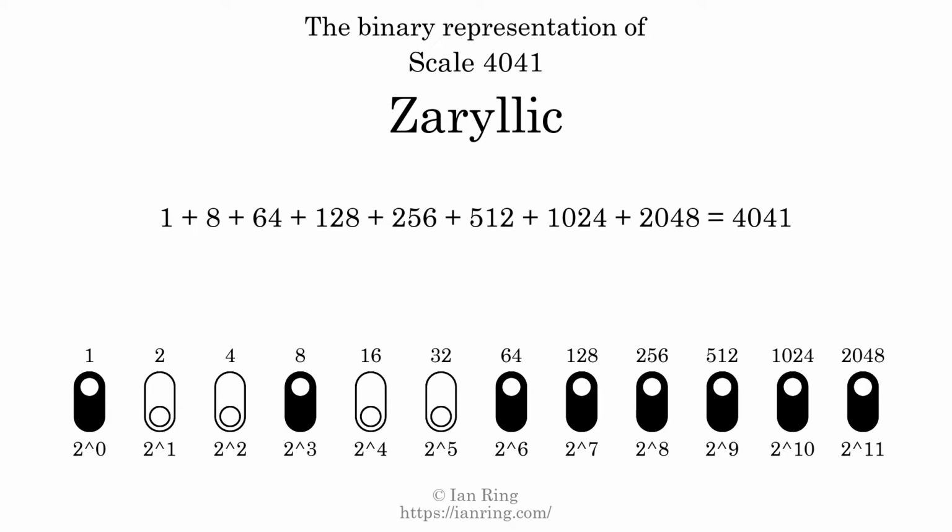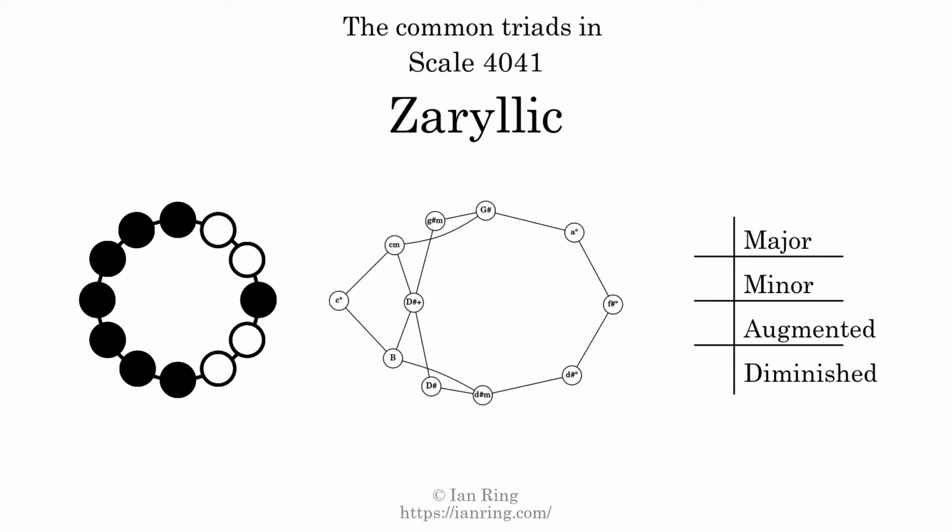The scale number not only enumerates the scale with a unique index, but it also literally describes the tonal content of the scale. Represented as a binary number in base 2, the scale number is 111110010001. Here are the common triads present in this scale. The diagram in the center is a graph of parsimonious voice leading between triads.